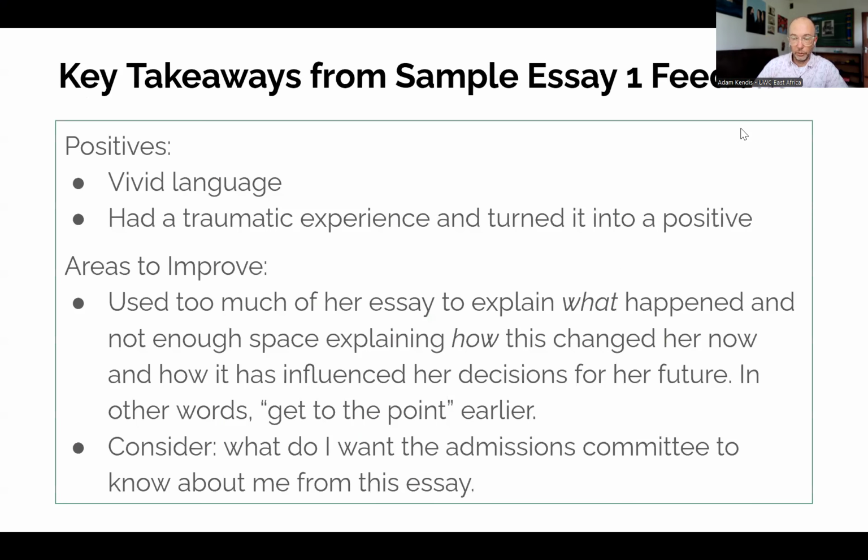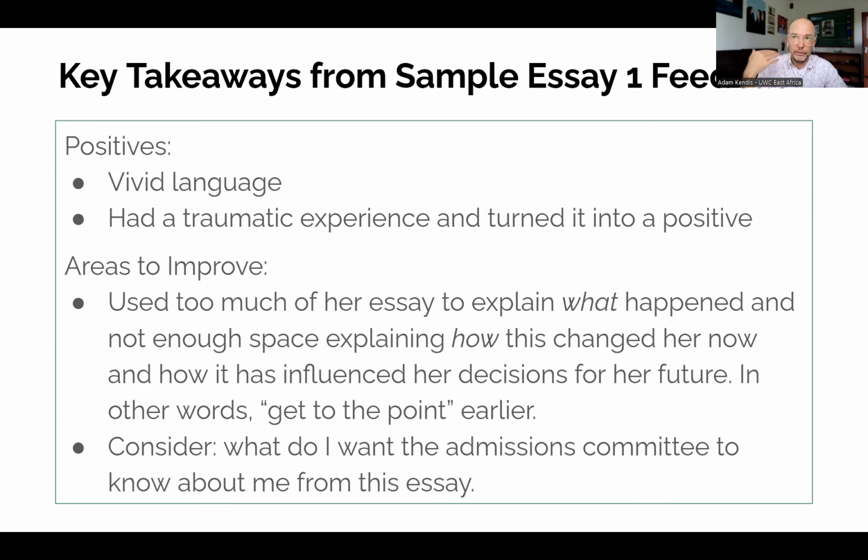All right, the first essay is the one about the student who's in the accident and then becomes the EMT. And they talked about the vivid language and that the student had this traumatic experience and then turned it into a positive. And the areas of improvement, and I think this first one is so important. They used too much of their essay to explain what happened and not enough space explaining how this changed the student now and how it's influenced her decisions for her future, or just how it's changed her in general. In other words, the admissions representative says, get to the point earlier.